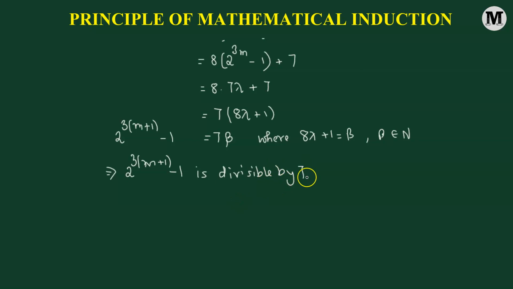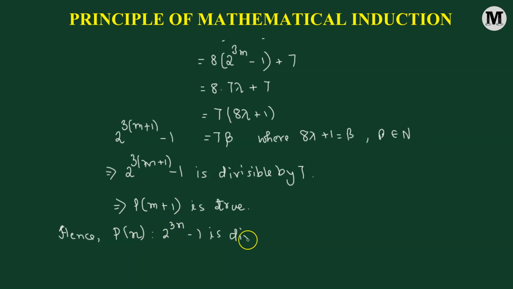Now if this is divisible by 7, all we have done is we have verified that the statement p of m plus 1 is a true statement. If this is a true statement, now we can generalize our problem, and we can finally say that the original statement p of n, where we have considered 2 raised to the power of 3 times n minus 1, is divisible by 7 for all values of n belonging to the set of natural numbers.